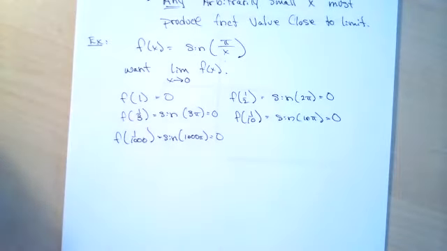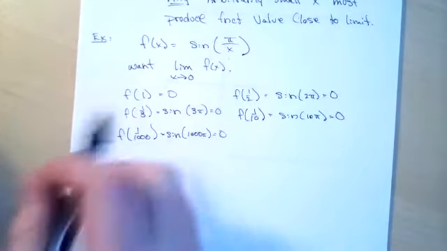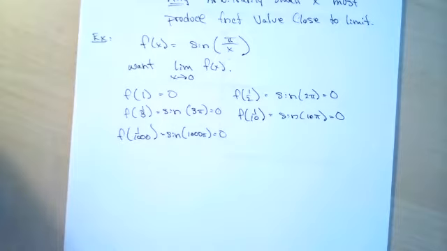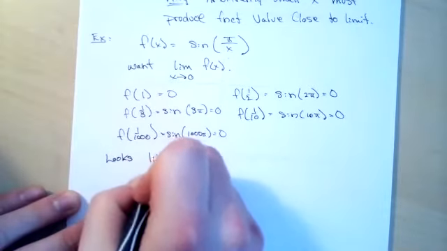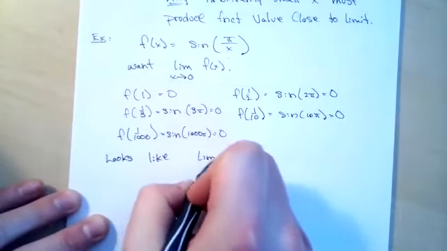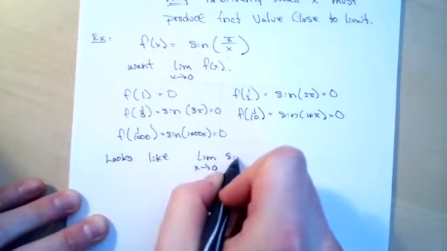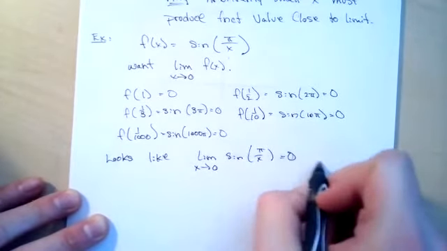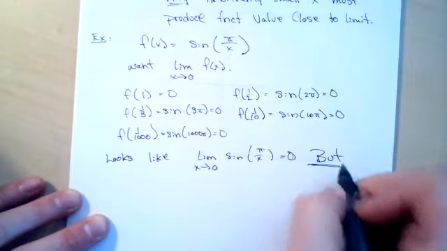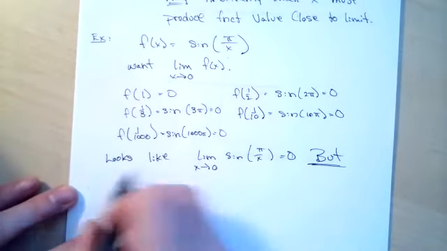So we need to be careful, because it looks like even though I'm choosing smaller and smaller x values, 1,000ths, I can choose 1,000,000th, but it's still going to be sine of 1,000,000 pi, and sine vanishes at integer multiples of pi. So it looks like our limit as x goes to 0 of sine of pi over x is equal to 0, but this is incorrect.